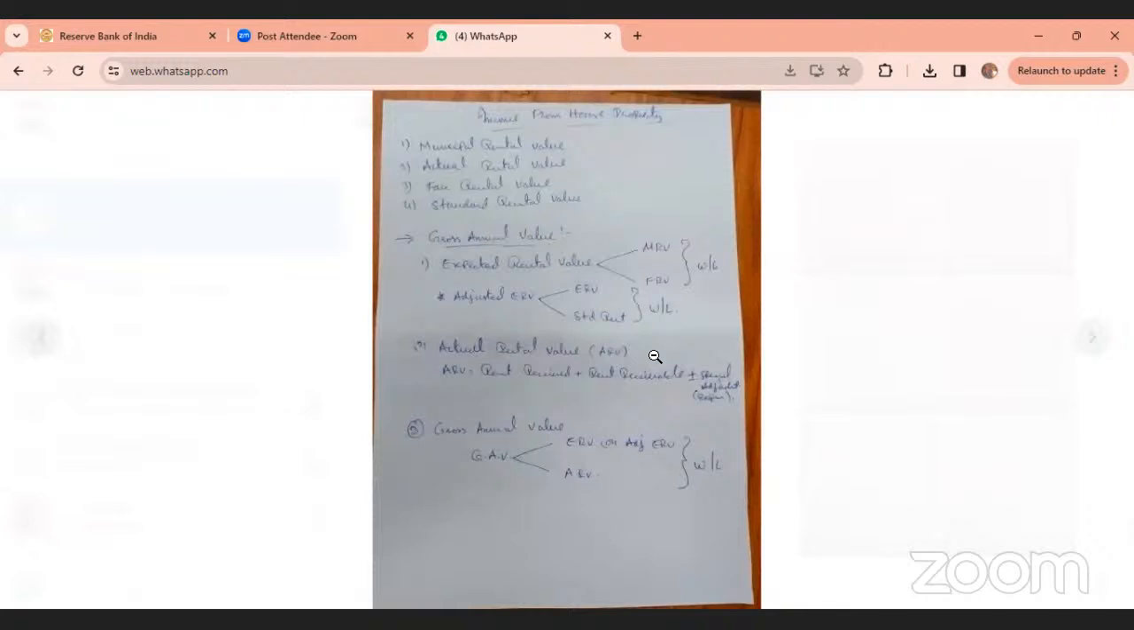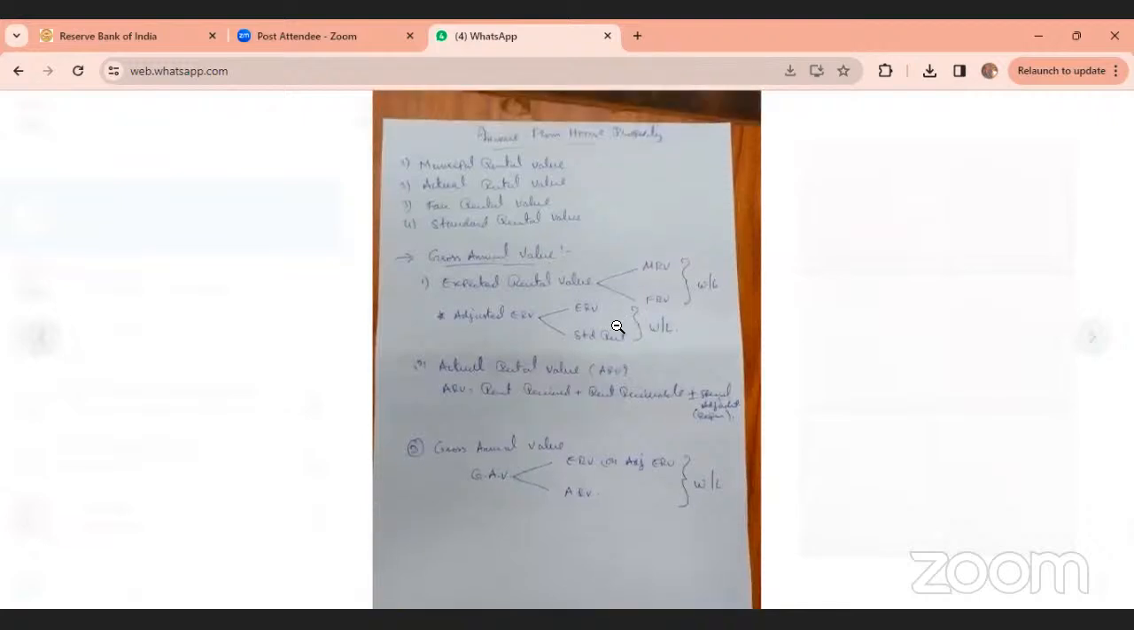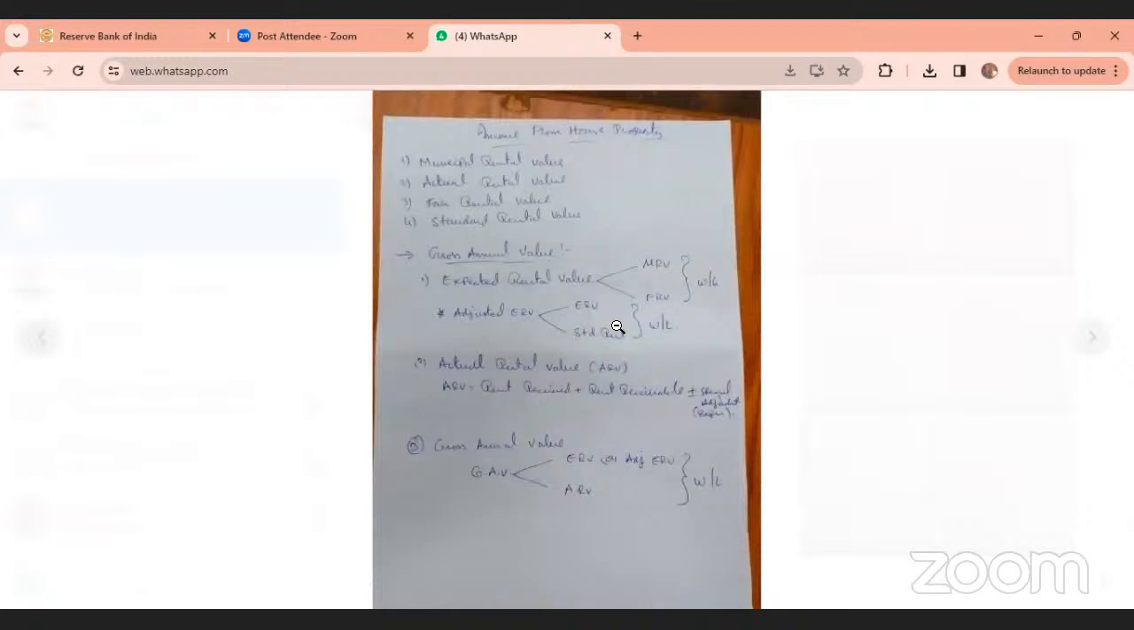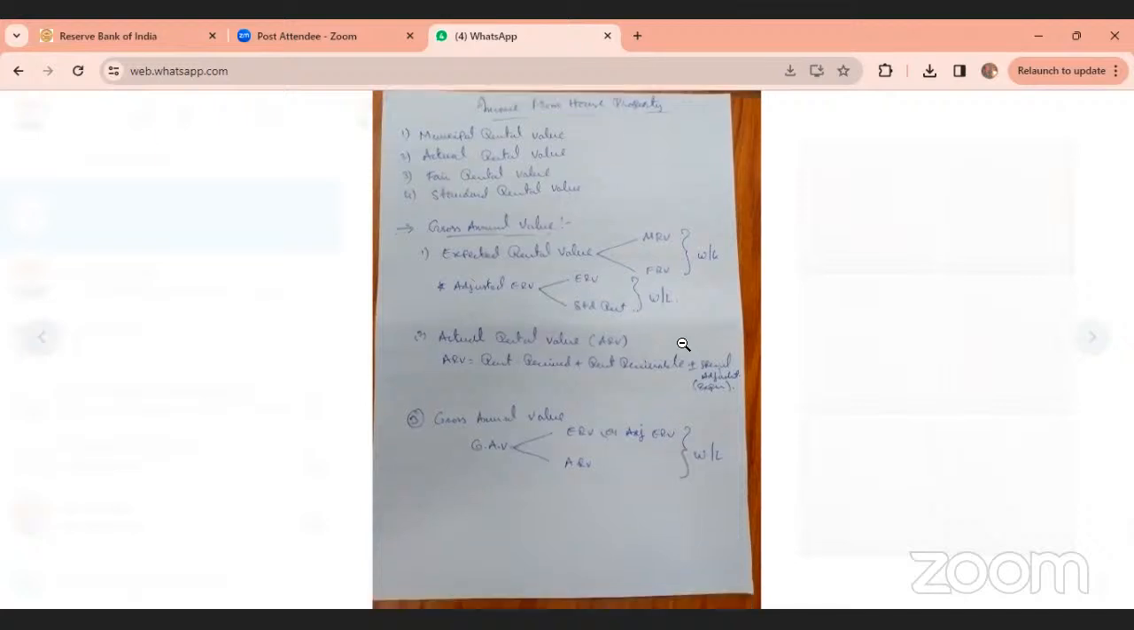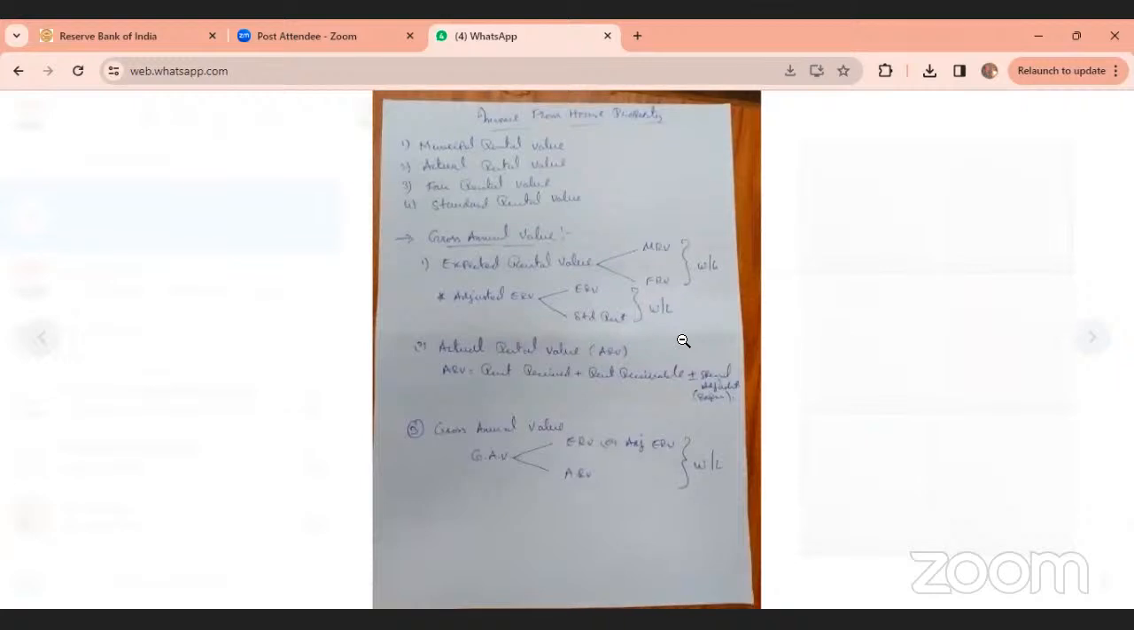Shall I continue the class 2 hours? Yes, ma'am. We have a next class at 11:30. Today I will take cost accounting, first class. Cost accounting and income tax, 2 classes.